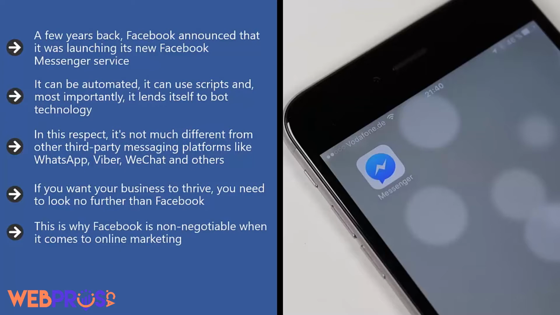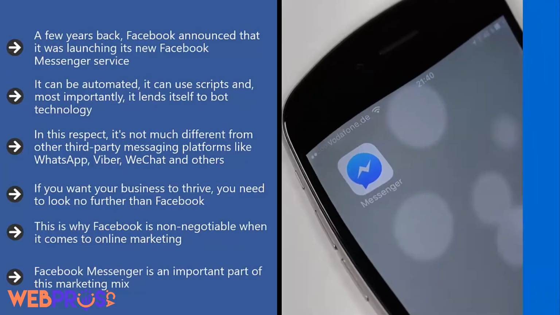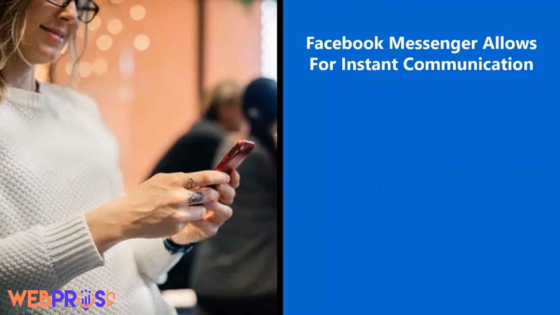Whether you're trying to generate traffic to the website of your local dental practice, or you provide a national service to people located all over the United States, Facebook can help you market your business. Facebook Messenger is an important part of this marketing mix because it enables you to automate your engagements with people trying to get more information about your business. Facebook Messenger allows for instant communication.